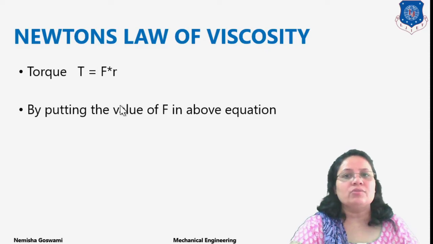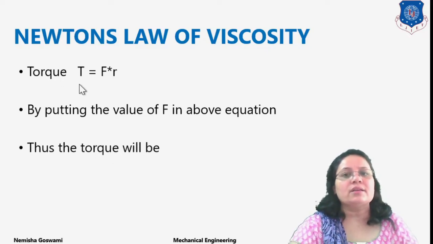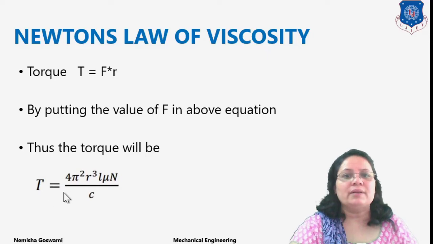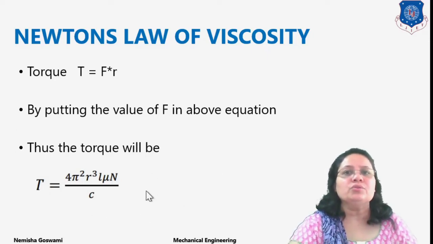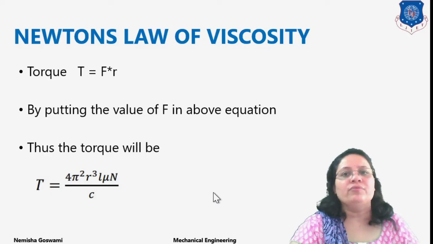So force is equal to shear stress into area, right? And torque is equal to force into R. So we will put all the values, and you will get torque is equal to 4 pi square R cube L mu N by C. So this is the torque obtained due to the viscosity of your fluid, right?